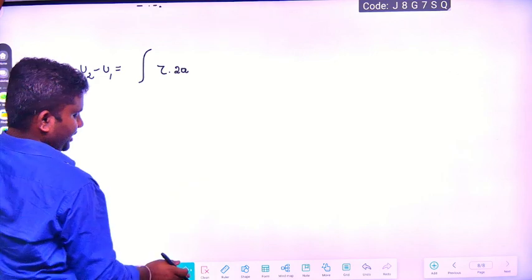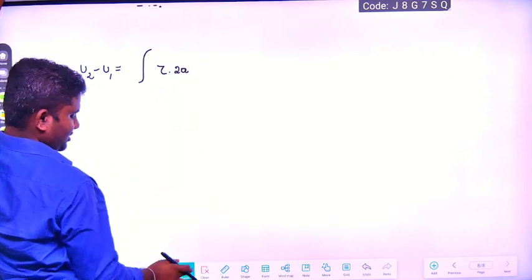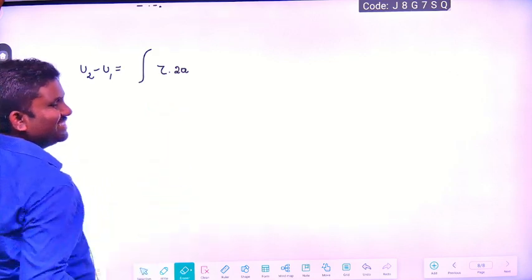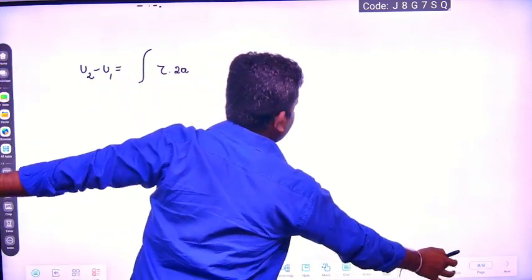Why is it not moving? It is hanging. Okay, I will show you the previous one later.